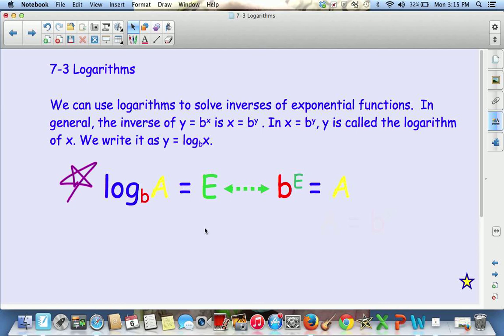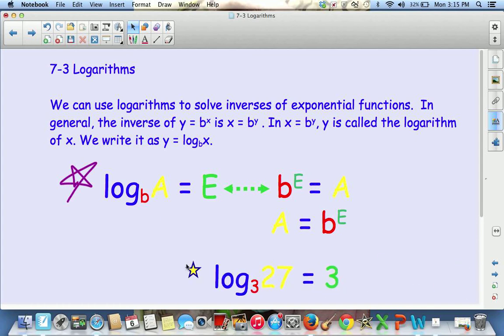And then another way I remember it is this right here. I remember Abe, if you want to write it this way instead of this way: a equals b to the e. So that's one way to remember it as well. So base, log base b, always equals the exponent, and then you have the answer there. So this is what you need to have memorized.